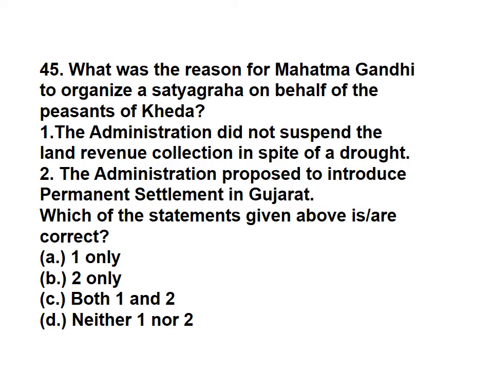What was the reason for Mahatma Gandhi to organize a satyagraha on behalf of the peasants of Kheda? Now there are two options. The administration did not suspend the land revenue collection in spite of a drought. That is correct. The administration proposed to introduce permanent settlement in Gujarat. That is not correct. So 1 only is the answer for the 45th. Now let's move on to the next question.